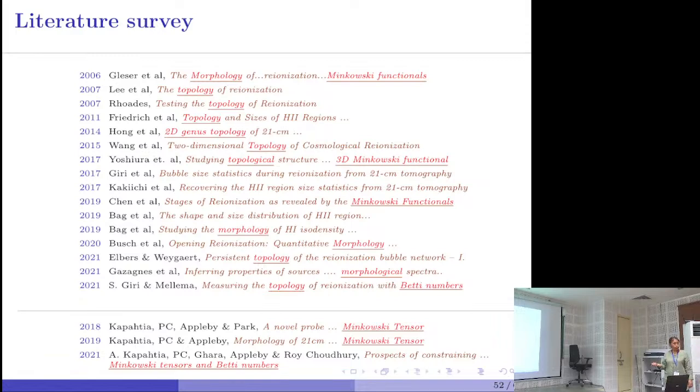What I'm going to talk about is basically the work of my ex-PhD student Akanksha, and she has used these morphological statistics to do this forecasting. In some sense, forecasting for the future: can we get constraints with this data?